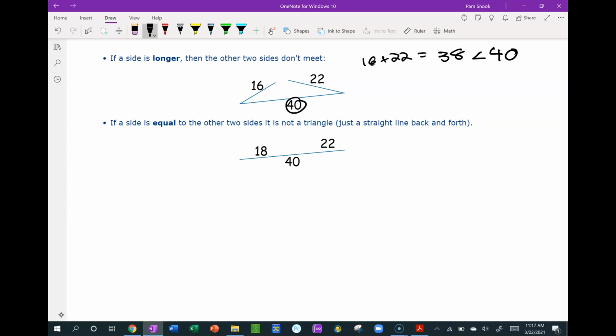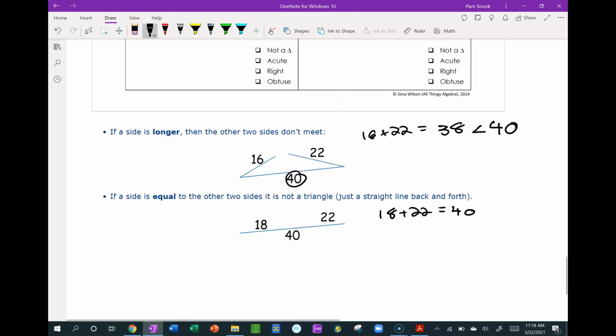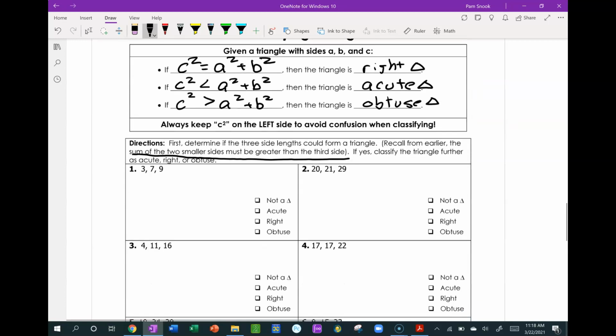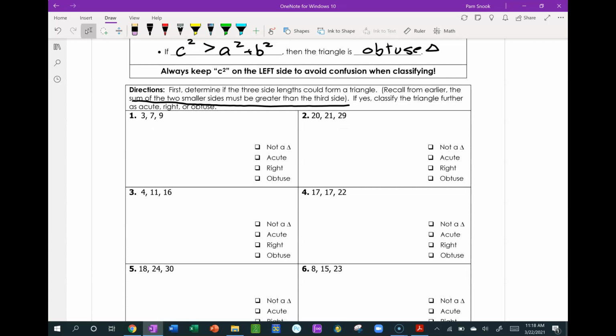Now what if they're equal? So I have 18, 22, and 40 this time. And 18 plus 22 equals 40. So now they're equal. You don't get a triangle. Instead, you get a straight line. So just because you're given three sides does not mean that you have a triangle. So watch out for that. All right, so let's do some example problems.